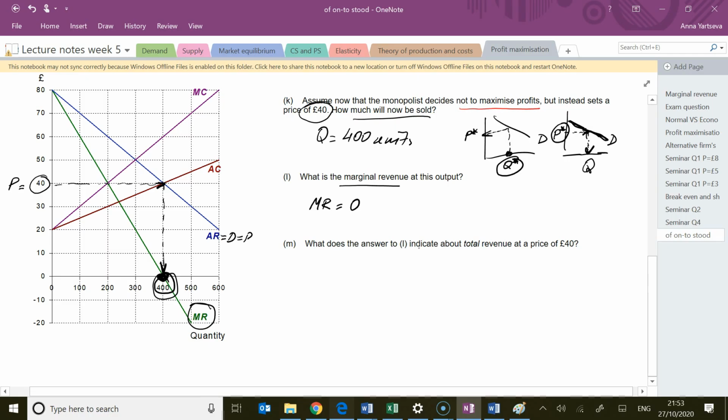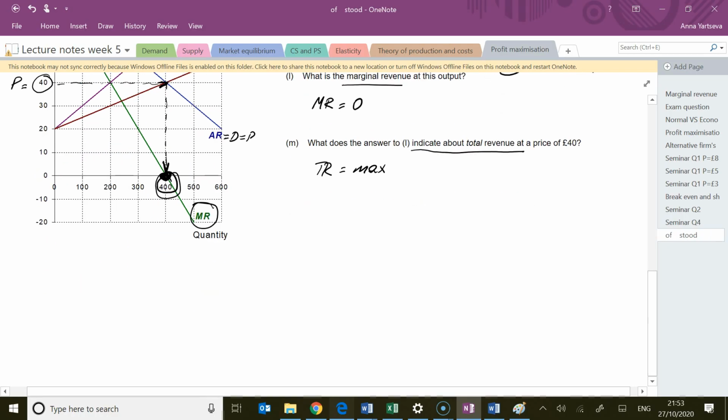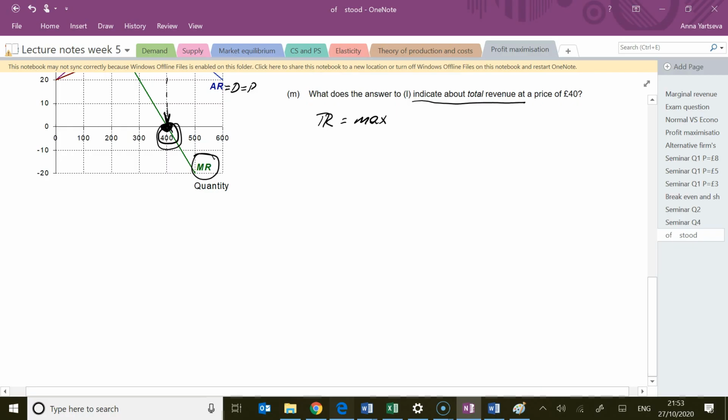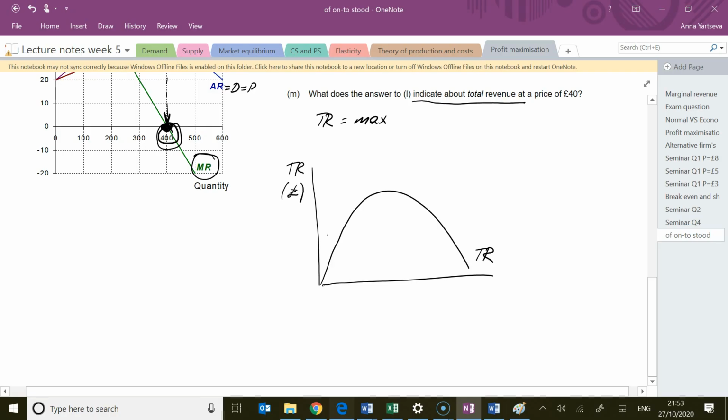So what does this mean for total revenue at this price? It means that total revenue is maximized. How do I know this? Because marginal revenue shows the change in total revenue. So if we imagine the total revenue line looks like that, so this is total revenue and this is quantity. Let's imagine that we have a peak here at 400 units. I'll prove this. Let's just start from this assumption. Let's imagine that there is a maximum here.